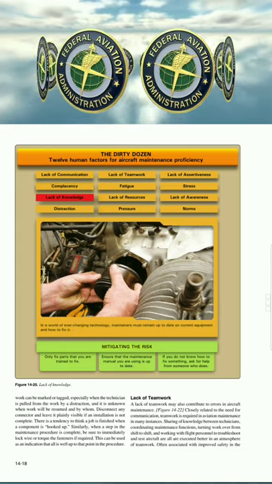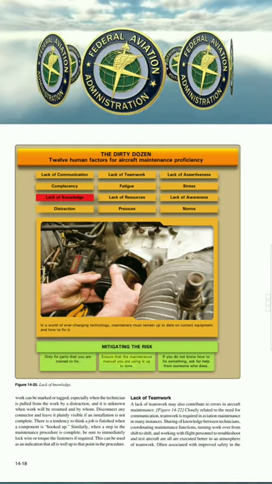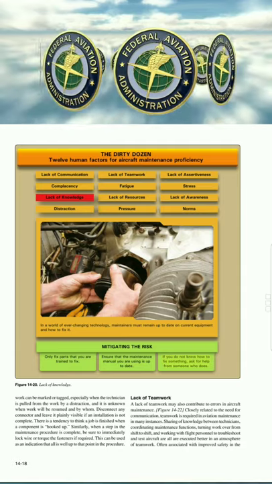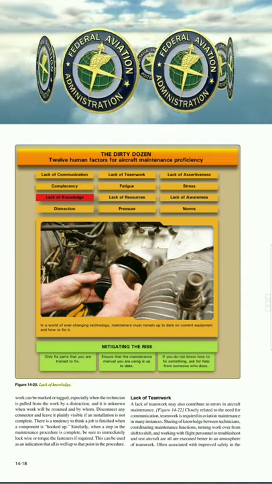Mitigating the risk. Only fix parts that you are trained to fix. Ensure that the maintenance manual you are using is up to date. If you do not know how to fix something, ask for help from someone who does. Figure 14-20. Lack of knowledge.